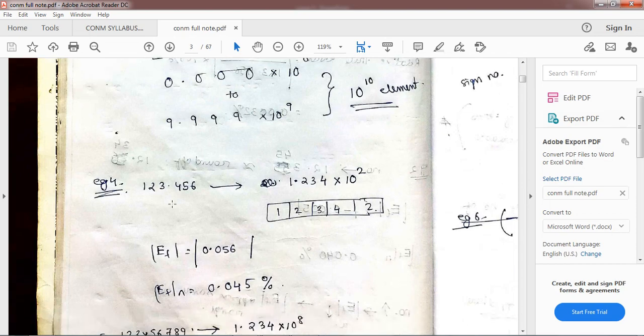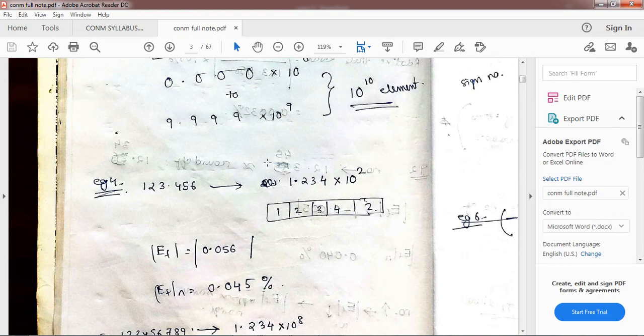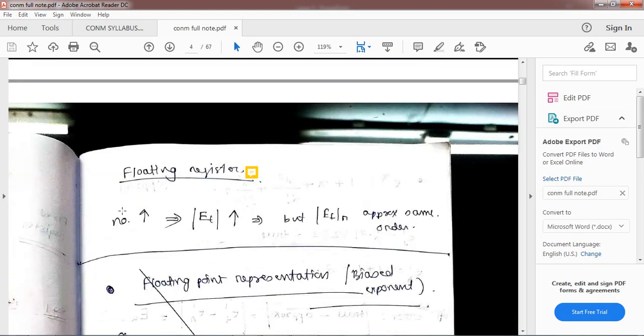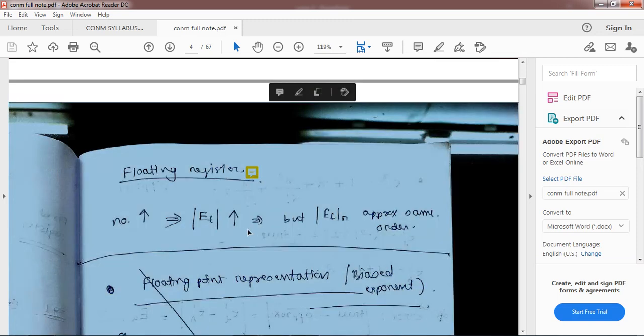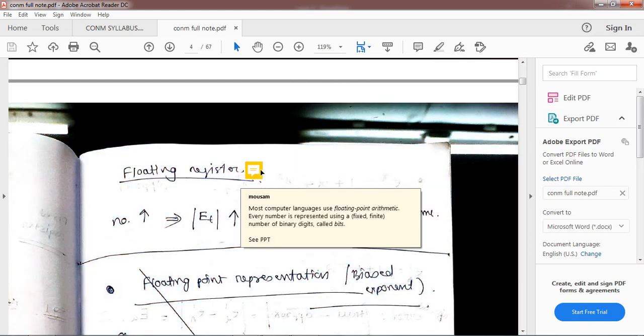Now if I use floating point registers for the same example which you have seen, we will find that as the number increases, the relative error also increases. So this is one conclusion that we can draw. Whether it is helpful or not, we will find out later on. One point you need to understand: most computer languages use floating point arithmetic.